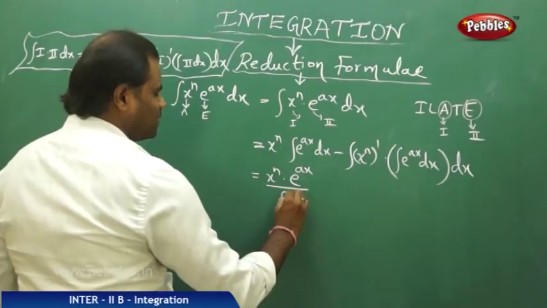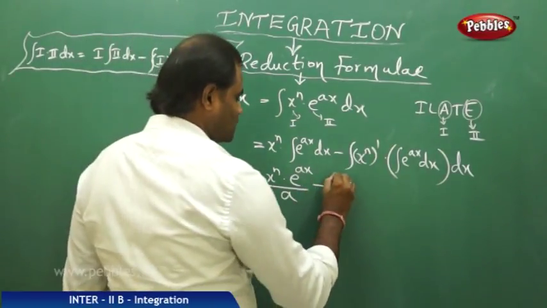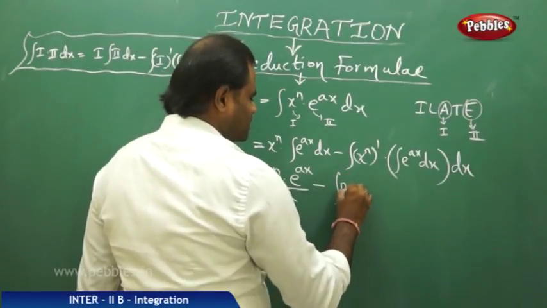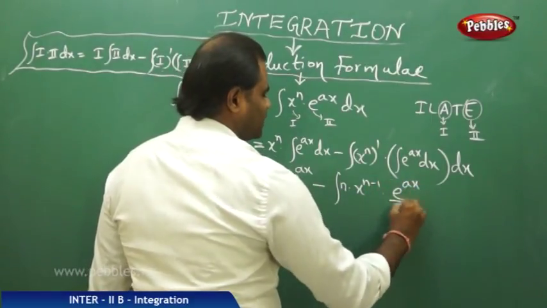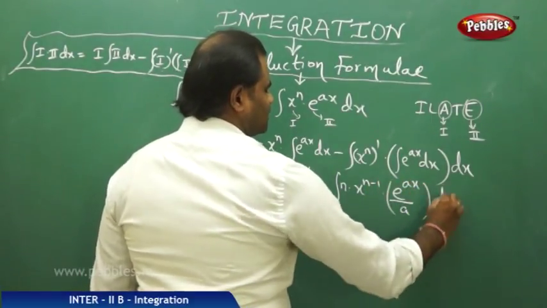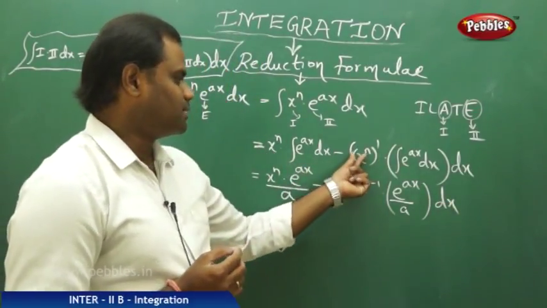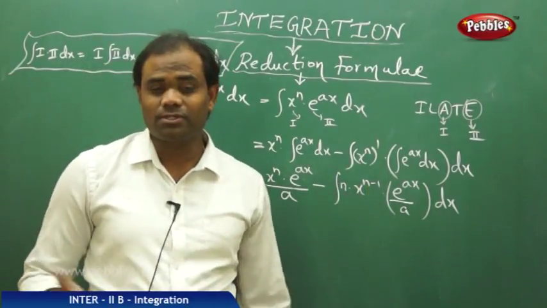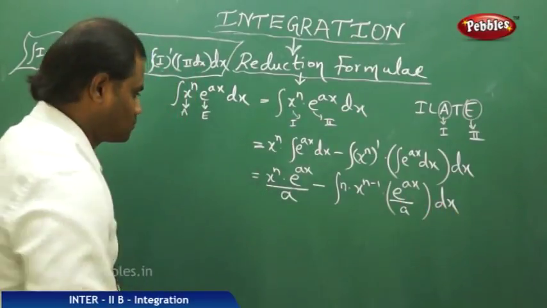Now this, on further simplification, gives x power n times integral of e power ax, which is e power ax by the coefficient of x, which is a, minus integral of derivative of x power n, which is n times x power n minus 1, and this is e power ax by a dx, because integral of e power ax is e power ax by a and derivative of x power n is n times x power n minus 1, using the standard formulae for derivatives and integrals respectively.